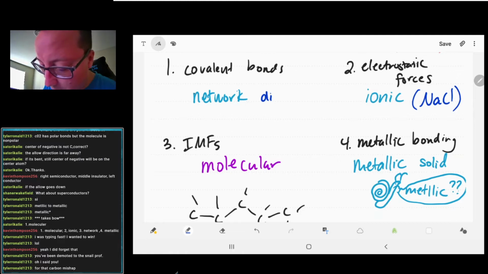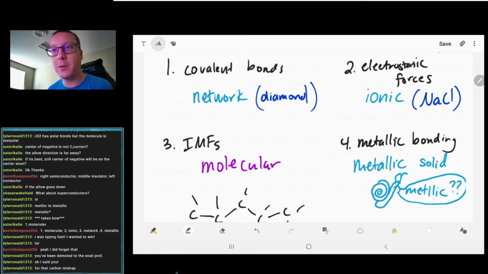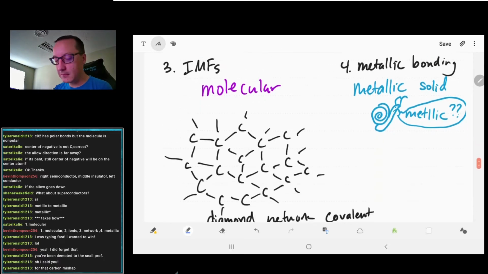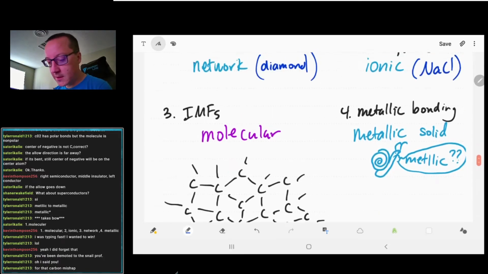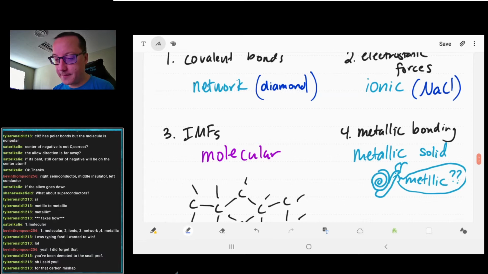For network ones, you'll probably want to think of diamond, with carbons that only have 4 bonds, like so. For molecular ones, I think ice is a good one to think of, so you can remember the hydrogen bonds hanging out between them. But we're going to see a lot of them are molecular solids. That's one of our biggest classes, like all of our organic compounds, mothballs and all that stuff.